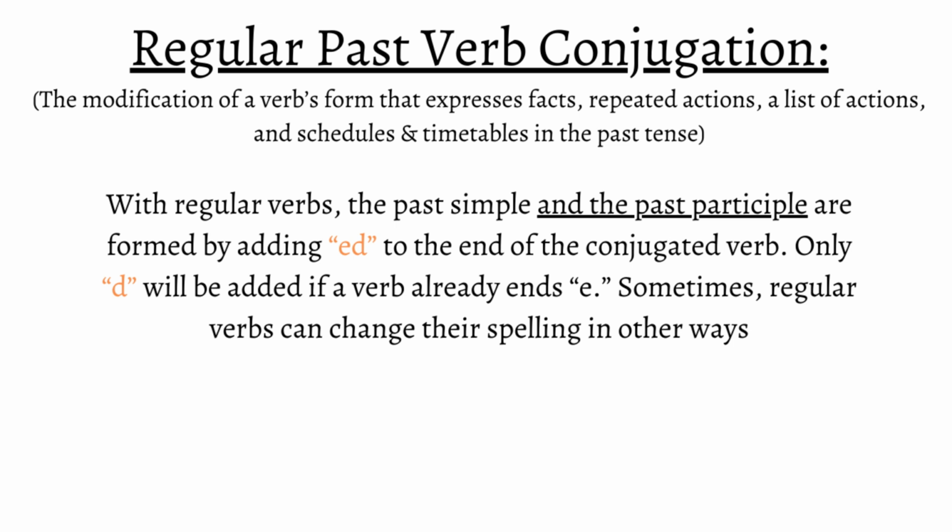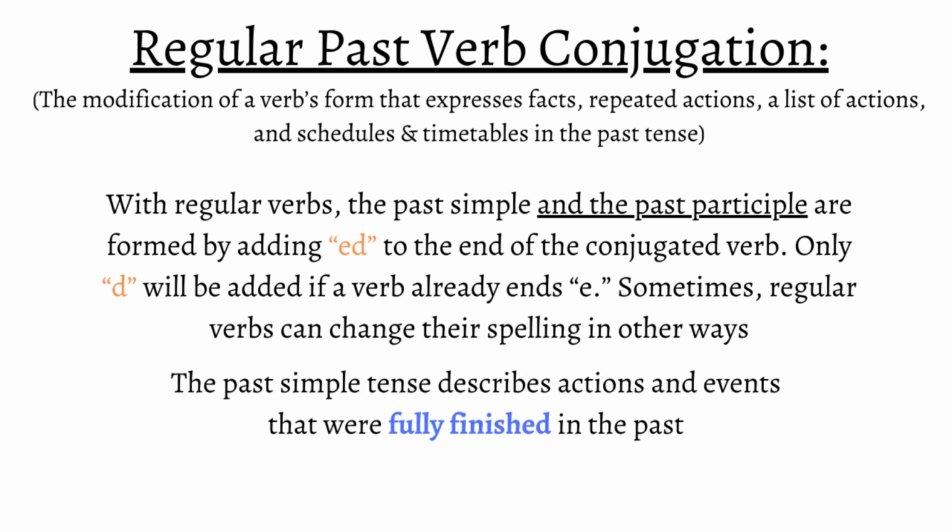Sometimes, only the letter d will be added if the verb already ends in the letter e. Regular verbs can sometimes change their spelling in other ways, such as a verb ending in a consonant plus y. All of these concepts will be explained in a minute. First, we have to understand that regular verbs follow specific conjugation rules when forming the past simple tense and past participle. We can use the past simple tense to describe actions and events that were fully finished in the past, meaning that they're not continuous.